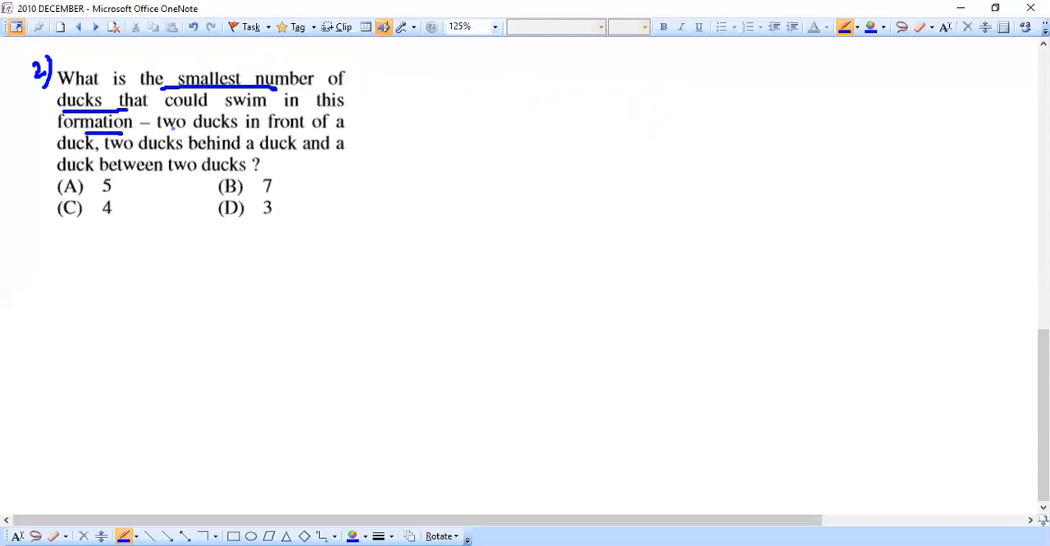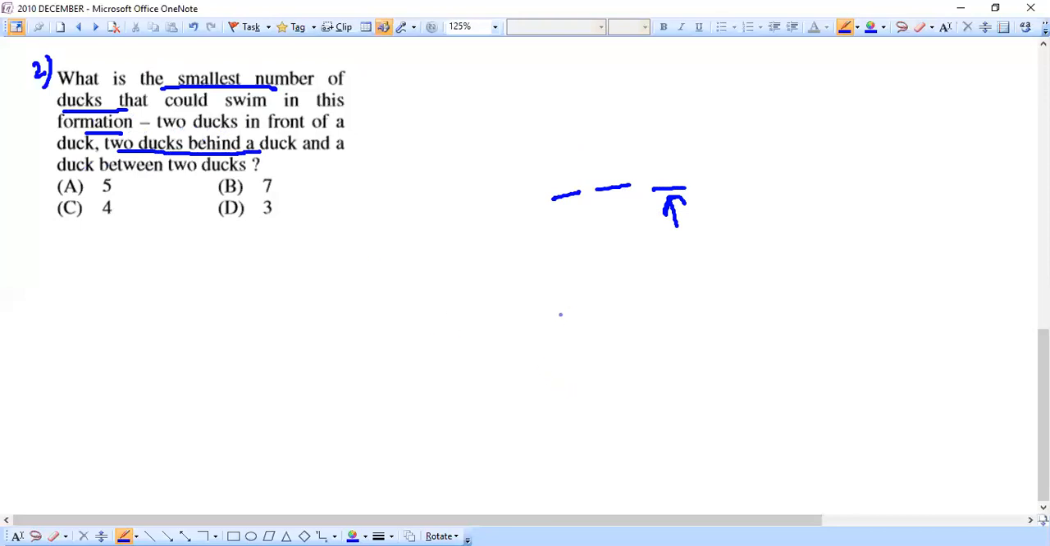The formation should be like two ducks in front of a duck. That means we should have one duck here, and there should be two ducks in front of this duck. That means this one is the last one. There are two ducks in front of this one. Let's see the second condition: two ducks behind a duck.